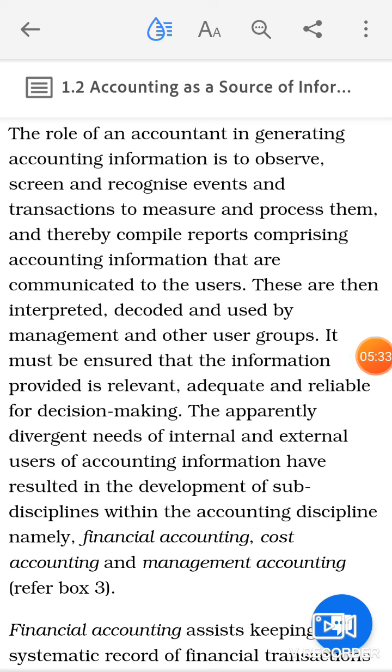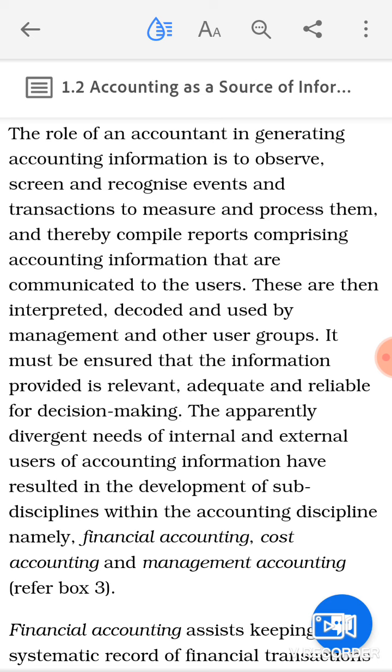The role of an accountant in generating accounting information is to observe, screen and recognize events and transactions, to measure and process them, and thereby compile reports comprising accounting information that are communicated to the users. So now when you talk about the role of an accountant, what the accountant has to do is generate accounting information.